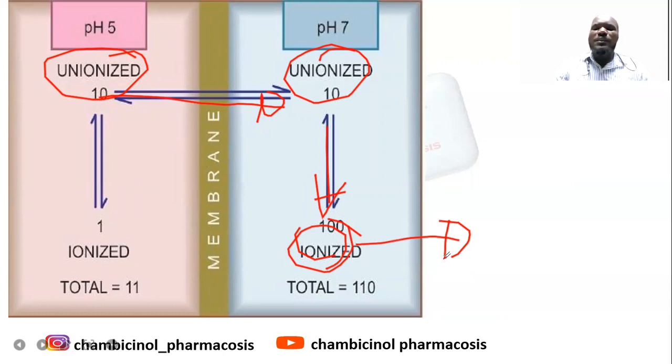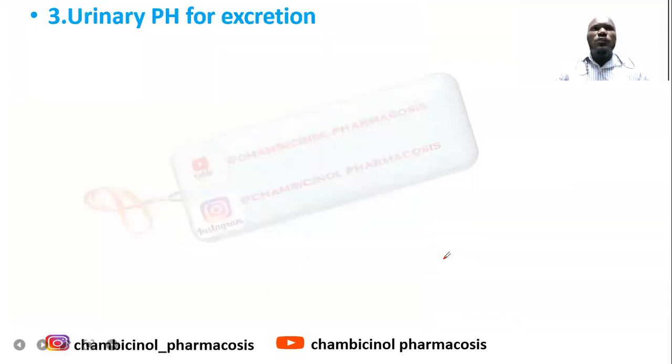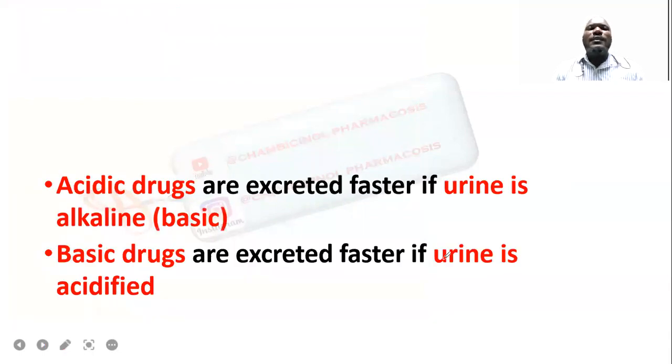This can induce peptic ulcers. Ionization also helps you to understand the urinary pH for excretion, so you can know whether acidic drugs are excreted faster. Acidic drugs will be excreted faster when alkalization of the urine takes place, and for basic drugs, to increase the excretion, you have to make the urine acidic.